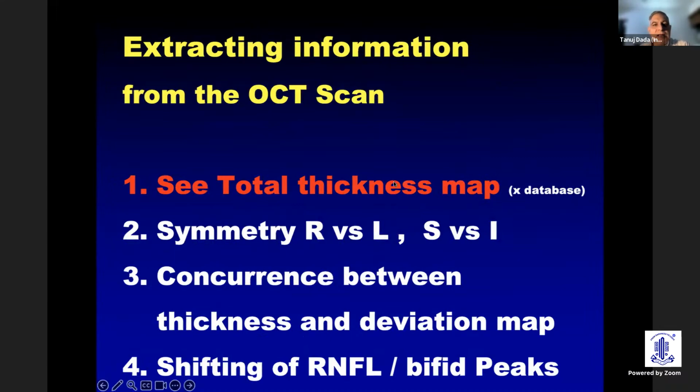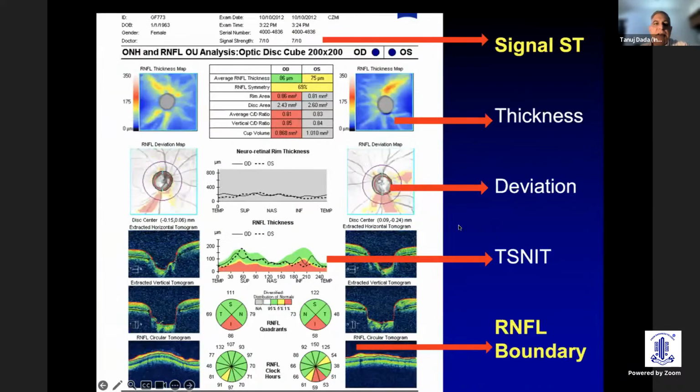You should always see the total thickness map of the OCT because this is independent of the normative database of the machine, and then compare right versus left and superior versus inferior. This is the total deviation map. This is independent of the normative database. So the thicker colors, red and yellow, denote normal RNFL. And here you can see there is a blue streak denoting a RNFL defect inferiorly. This is matching with the deviation map, which is comparing to normal population.